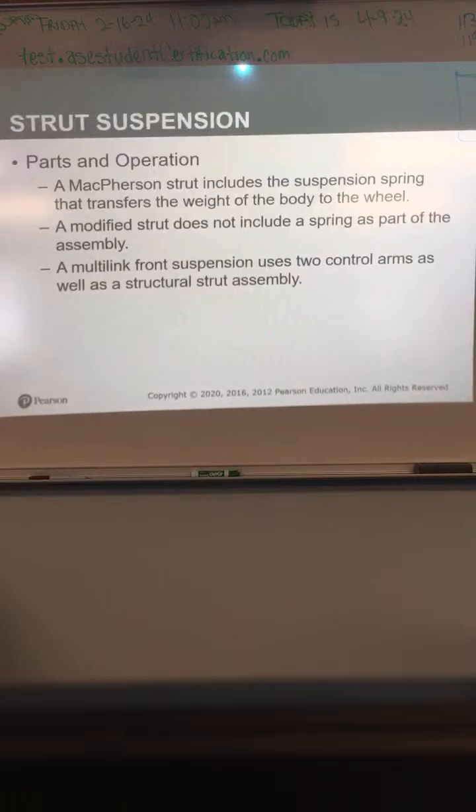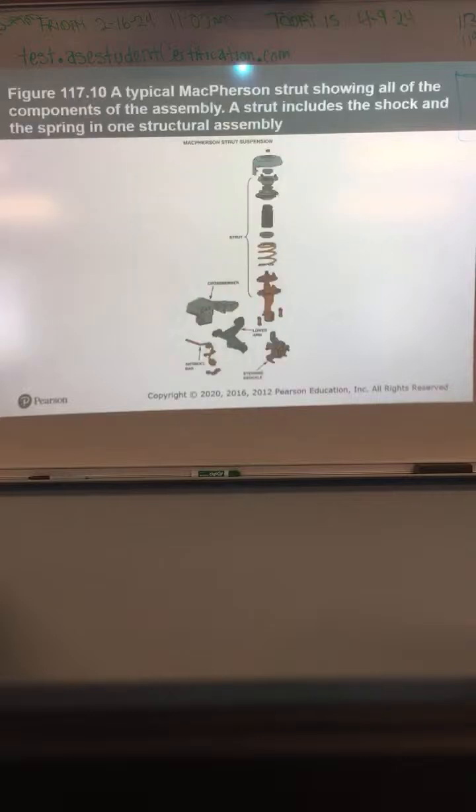Okay, your McPherson strut. This is what you're going to find on most basic light cars, passenger cars like you see, 100,000 of them on the road. Most of them have McPherson front suspension. It includes the spring that transfers the weight of the body to the wheel. A modified strut does not include a spring as part of the assembly. The spring is off-board on a modified strut. Multi-link suspension uses two arms as well as a structural assembly.